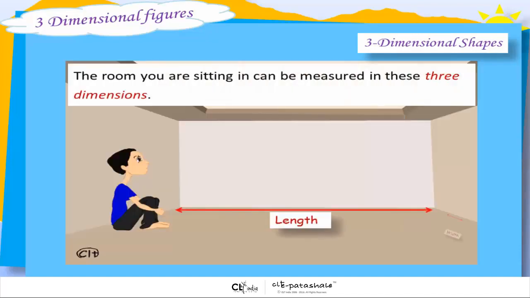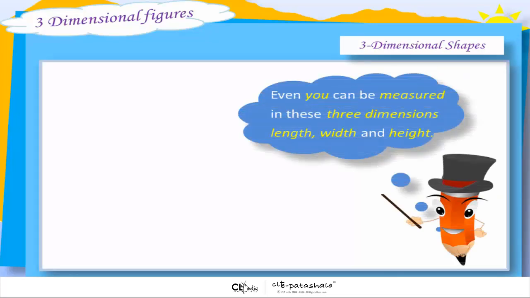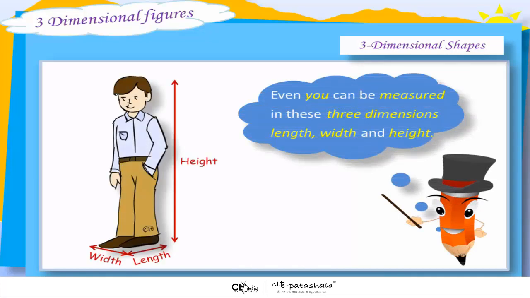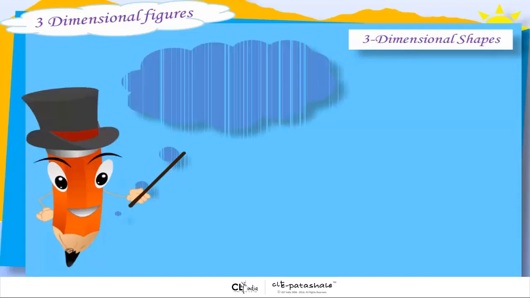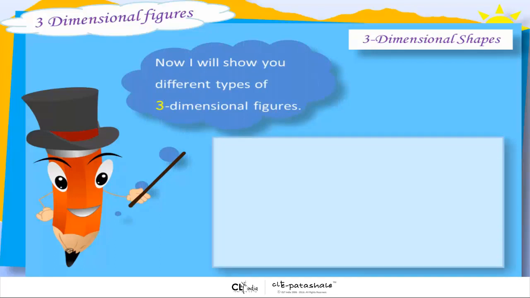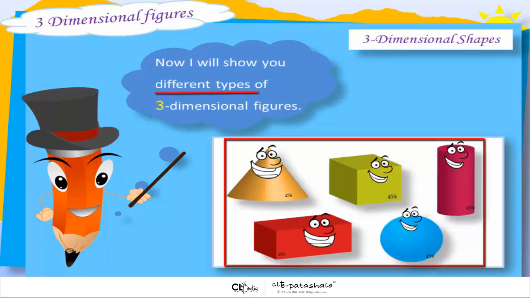The room you are sitting in can be measured in these three dimensions. Even you can be measured in these three dimensions: length, width, and height. Please note, a three-dimensional shape, also called a solid shape, is a shape which is measurable by its length, breadth, and height. Now, I'll show you different types of three-dimensional figures.